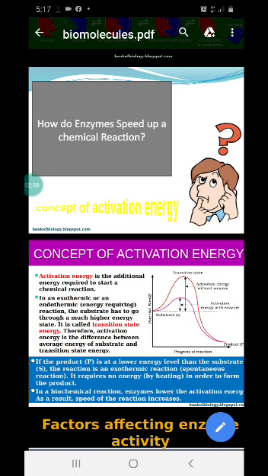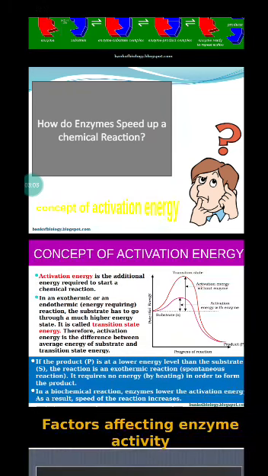Now, if the product P is at a lower energy level than the substrate, the reaction is an exothermic reaction. Exothermic means which releases energy, you know that. And in a biochemical reaction, what do the enzymes do? The enzymes lower the activation energy. It will help to reduce the activation energy and thereby speed up the reactions.